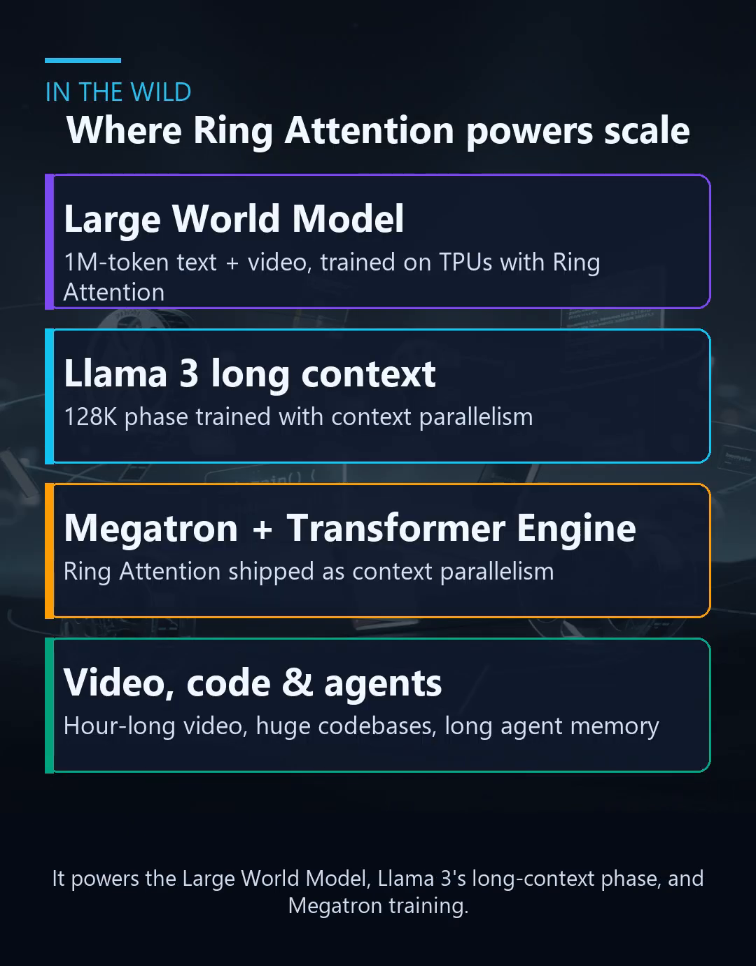Where does this show up? The Large World Model used ring attention to train on 1 million tokens of text and video at once. Meta's Llama 3 used context parallelism, the same idea, for its long context phase. NVIDIA Megatron and Transformer Engine ship it built in. Anytime a model reads hour-long video, an entire codebase, or a full book, this is often what makes it possible.